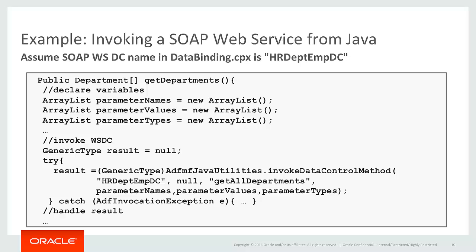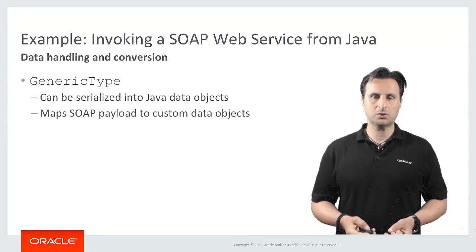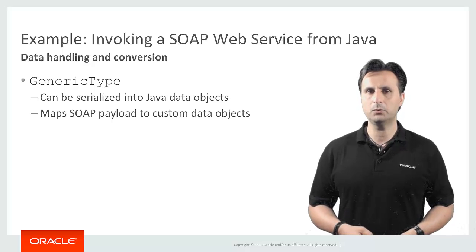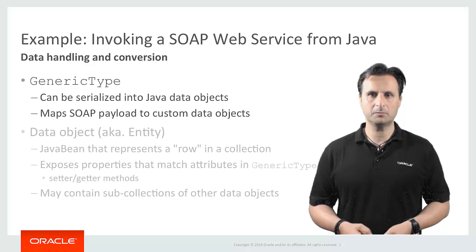So now we need to talk a bit more about the data conversion, because so far I said that everything will be ending up in a generic type. So the generic type actually can be serialized into Java objects. Now I mentioned that. So it will map the SOAP payload to any custom entity or data object. And there are some rules for that.